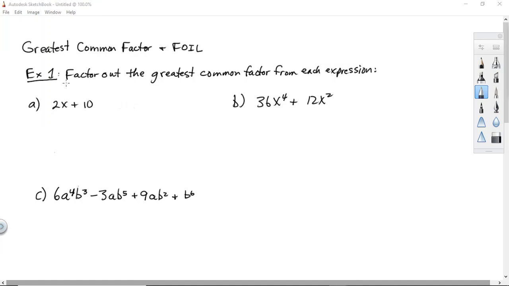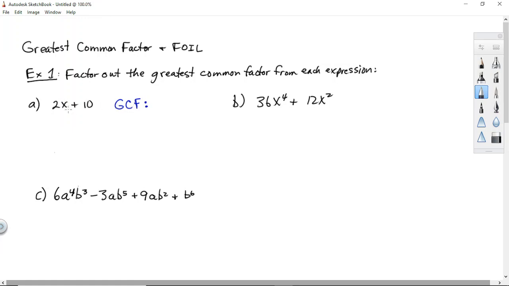So example 1 is just that. Factor out the greatest common factor from each expression. So we look at this first one, A. We have 2x plus 10, and we want to find what's the GCF, we call it, greatest common factor. It has to be a factor of both. We want the greatest thing that's the factor of both.